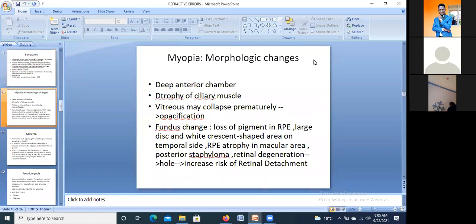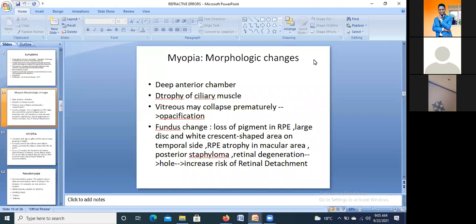So when you see a patient with myopia and you examine them, they normally have a very deep anterior chamber because the size of the eyeball is actually bigger than normal. And the ciliary muscle may atrophy, not dystrophy, but atrophy, because of too much rest. And in the long term, the vitreous may collapse, and there will also be changes in the fundus. If the myopia is very high, more than 7 diopters, there will be atrophy of the retinal pigment epithelium and thinning of the posterior pole.